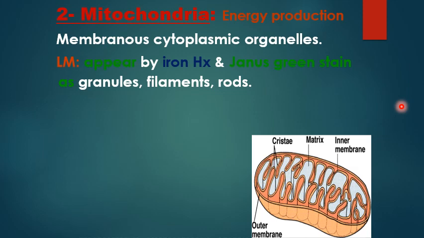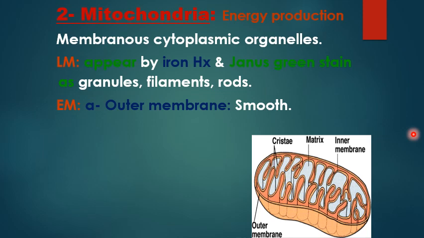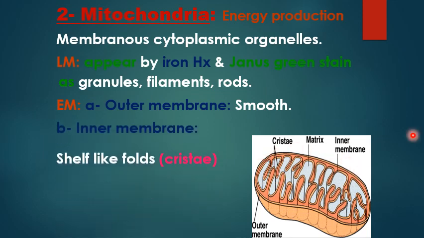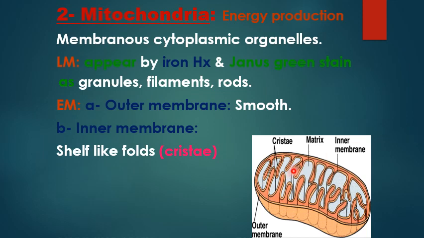It cannot be seen by hematoxylin and eosin. It needs special stains known as iron hematoxylin and Janus green. It appears as granules, filaments, or rods. By EM, the outer membrane is smooth while the inner membrane forms cristae, which increase the surface area. They are shelf-like folds, to increase the surface area for respiratory enzymes.